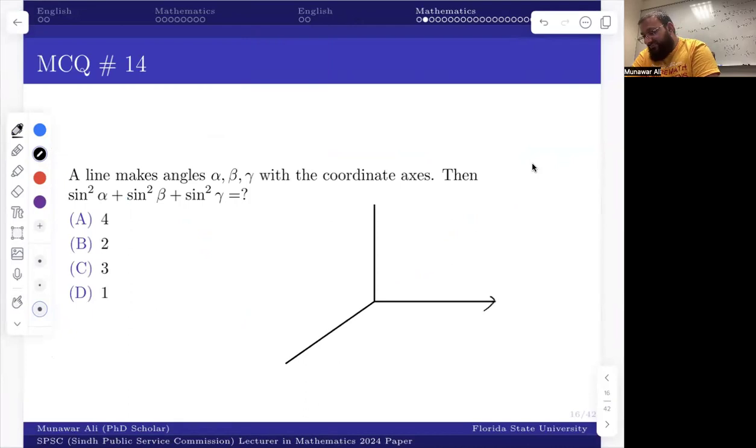So this is your 3D, and let's say this is the line that I'm looking for. It can pass from anywhere; this is the simplest case that I have. So these alpha, beta are the angles which this line makes with the coordinate axes. So this line makes some angle alpha. Let's say this is my x-axis: alpha with the x-axis, beta with the y-axis, and gamma with the z-axis.